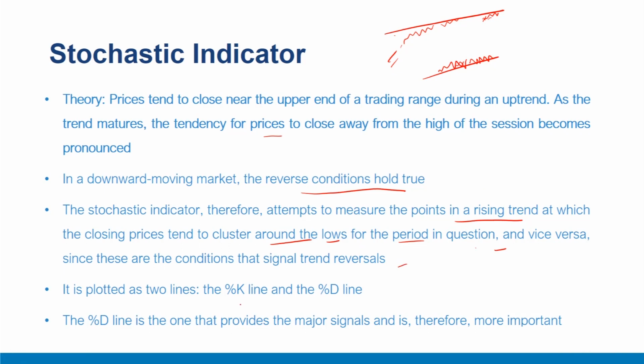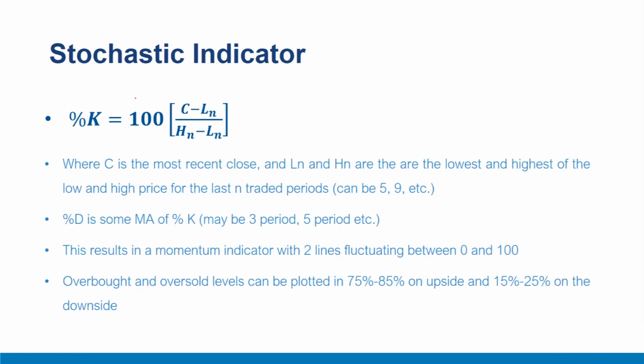And this is plotted as two lines, percent K line and percent D line. Percent D line is the one that provides the major signals and is therefore more important. Let us see how it works. The formula is simple. Percent K is 100 times (C minus LN) upon (HN minus LN), where C is the most recent close and LN and HN are the lowest and highest of the low and high price for the last N traded periods. N can be 5 days or 9 days or so on, depending upon the analysis.